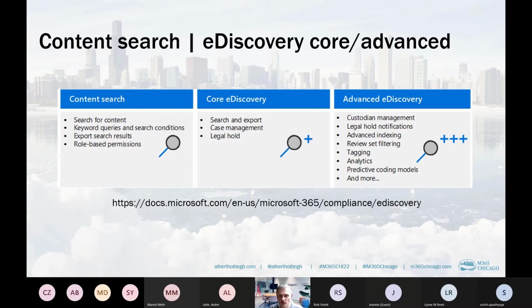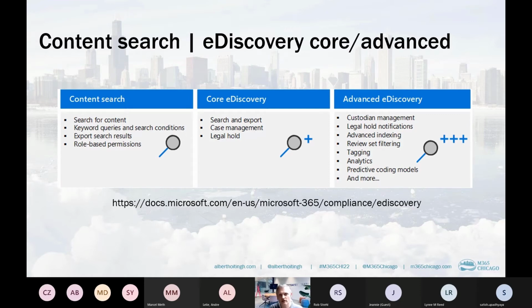First of all, we have the content search. And content search, as the name says already, allows you to search for information using either keywords or search conditions. You can also export the relevant information you do find, but it's really compressed into that small-scale functionality.